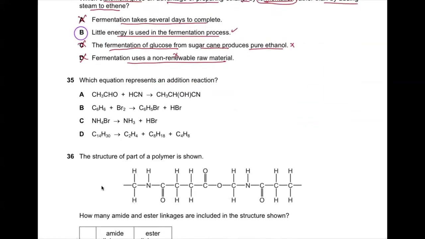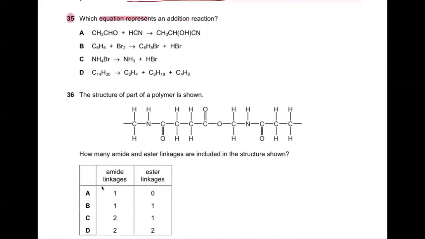Right? Now, MCQ number 35. Which equation represents an addition reaction? So remember, an addition reaction is the one in which two reactants join to give you one product. So see, two are giving you one. So that can be an addition.